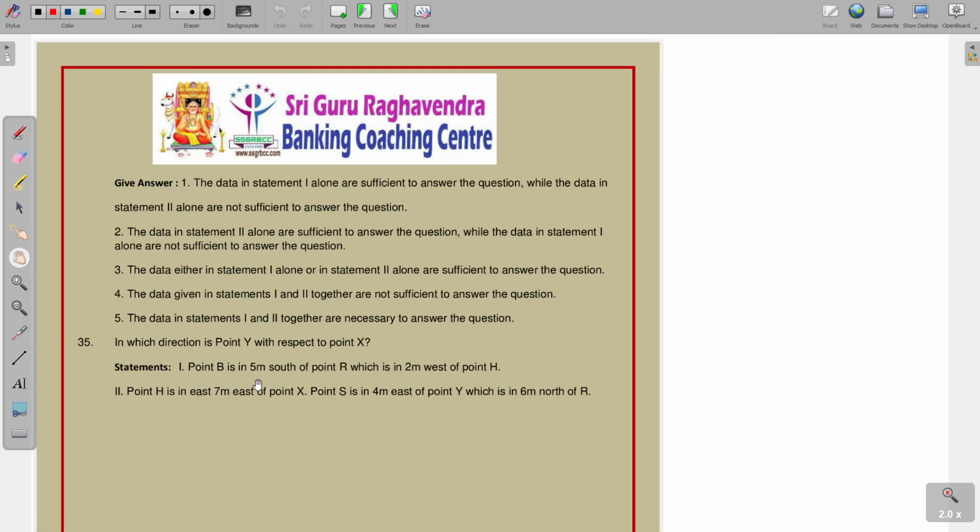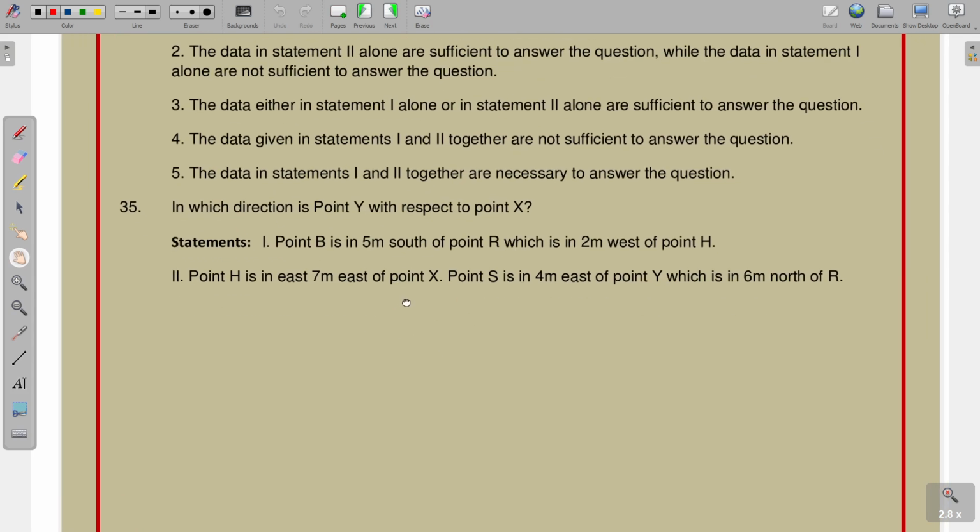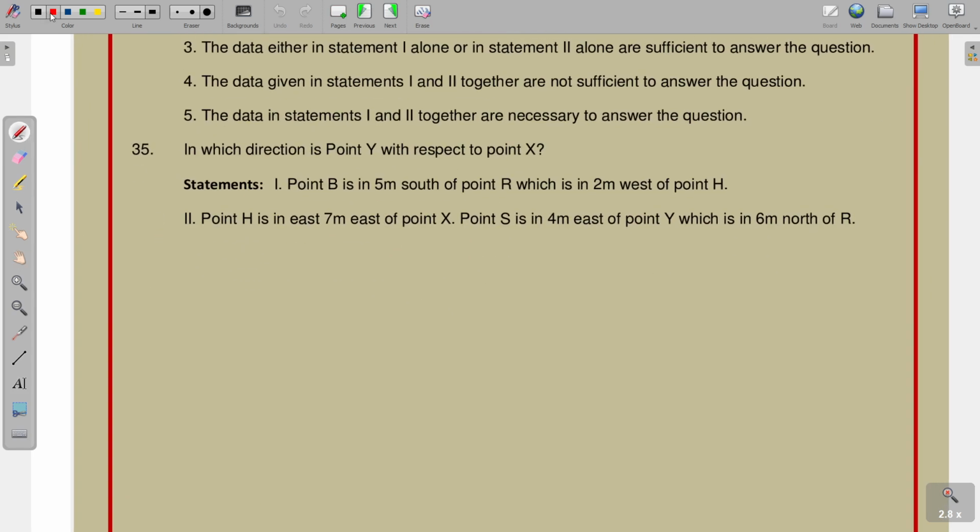Next question number 35. See what is the question here? In which direction is point Y with respect to point X? It is the question here.